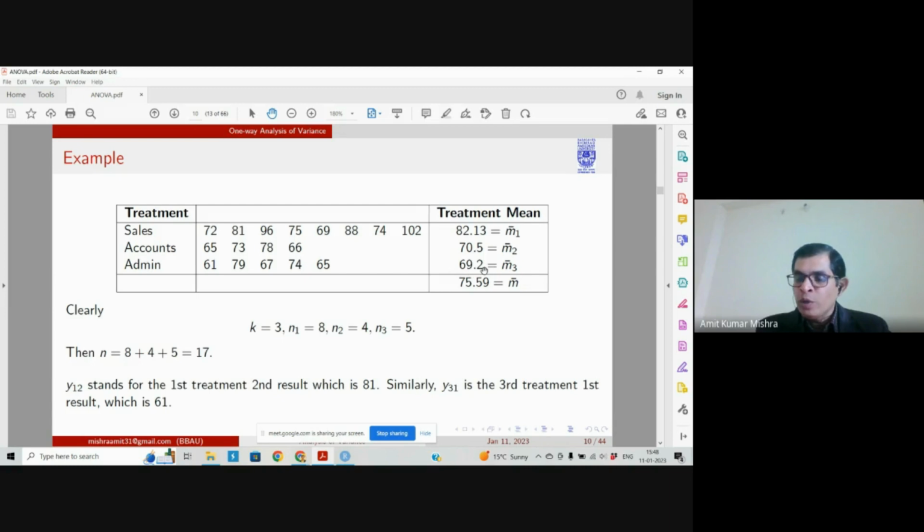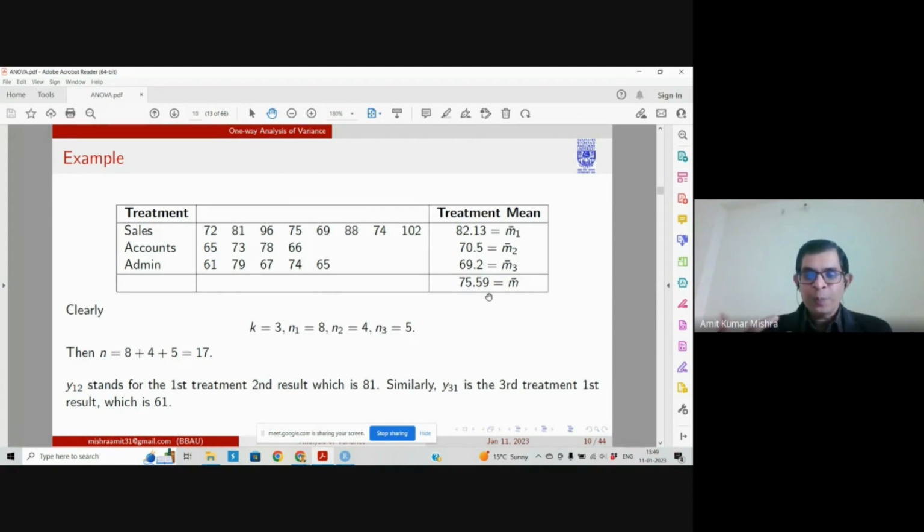And if I assume that for all these three, sales, accounts, and admin, there is no difference, they are coming from the same population, that means their means are the same, then we can find the overall mean. Overall mean means considering all 17 observations. If you consider all 17 observations coming from a single population, you can find the overall mean. So the overall mean here is 75.59.